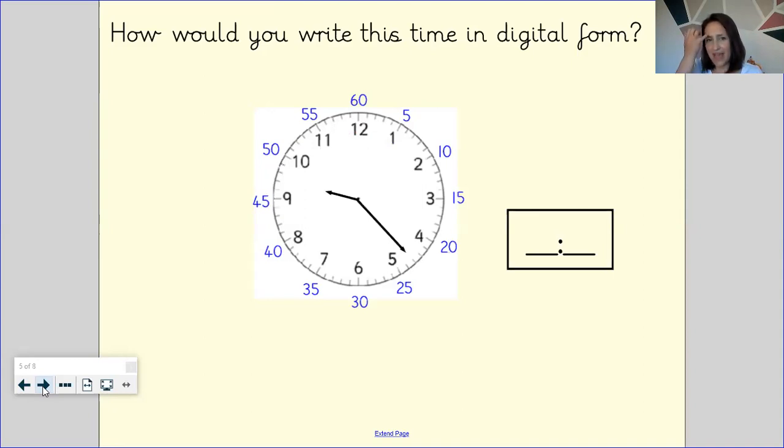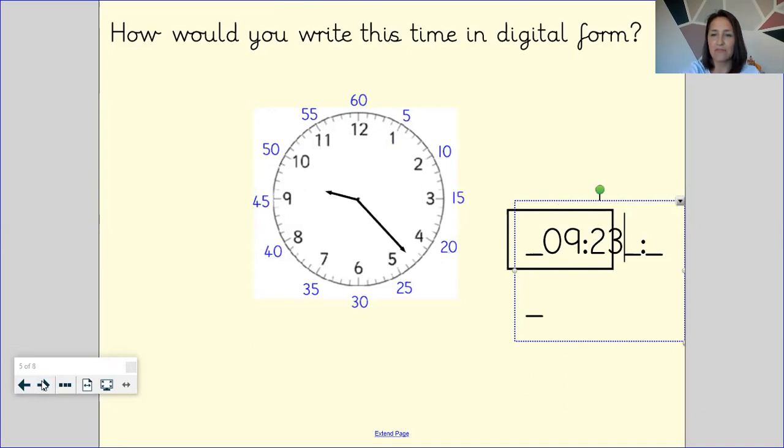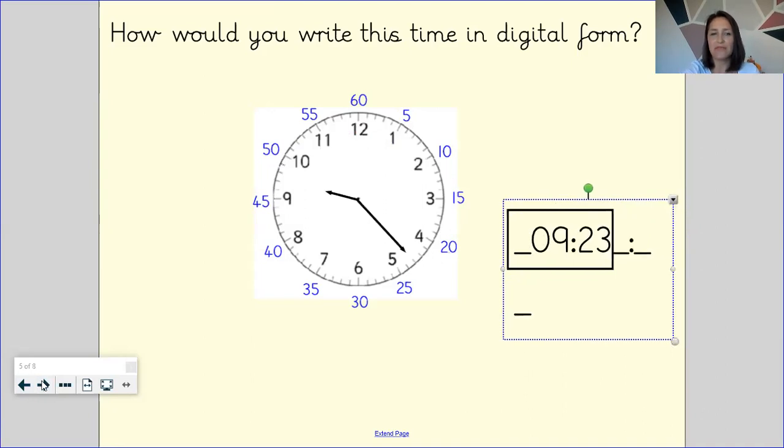Welcome back. The hour hand is pointing between the 9 and the 10. The hour is 9. The minute hand is pointing to 23. It is 23 minutes past 9. The time is 9:23. Hopefully you have that written down somewhere.